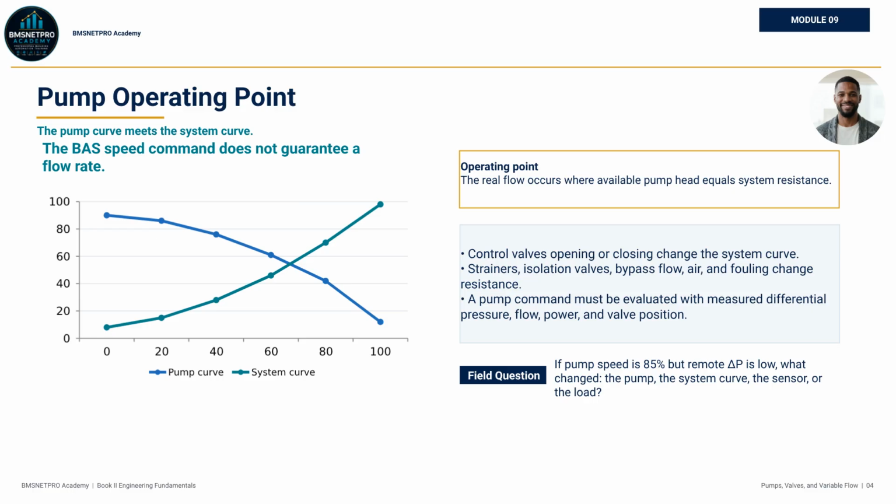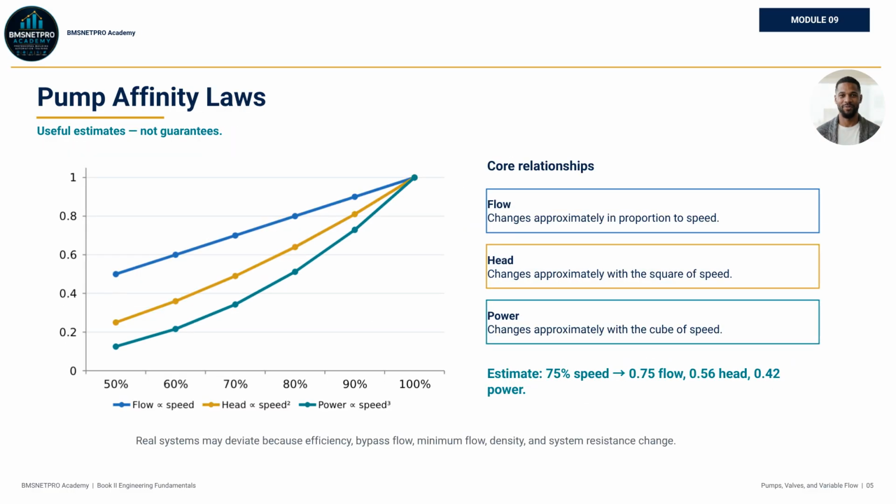The pump affinity laws are one of the most useful ideas in variable flow systems. For the same pump under similar conditions, flow changes roughly with speed, head changes roughly with speed squared, and power changes roughly with speed cubed. This explains why reducing pump speed can save significant energy. But we must be careful. These are estimates, not guarantees. Actual savings depend on pump efficiency, VFD losses, bypass flow, minimum flow requirements, valve behavior, and how the system curve changes. A VFD does not automatically save energy. The system must actually reduce flow and pressure in a controlled way.